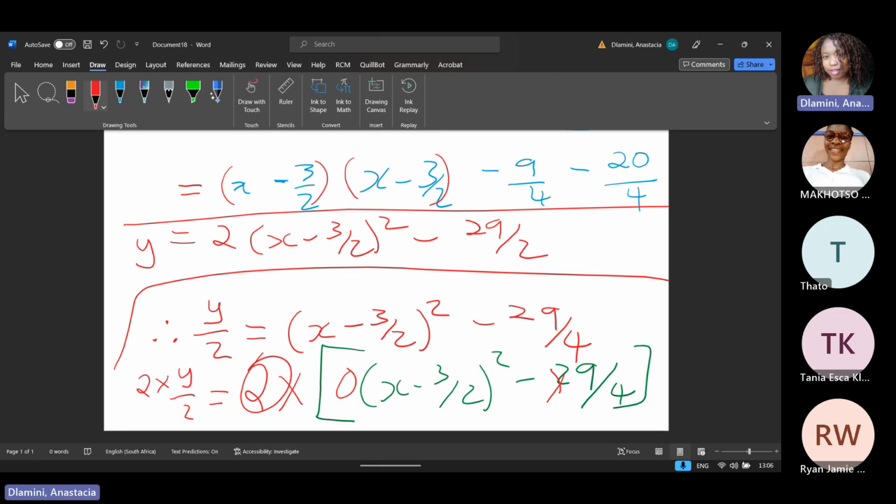Are we sorted? Then we have found the vertex form of the quadratic equation. So we have moved from this form to the vertex form. Yes, ma'am. Are we all sorted there? 100%. Thank you.